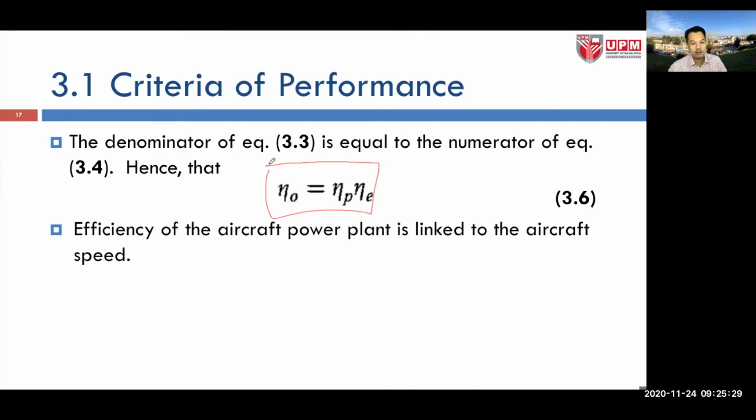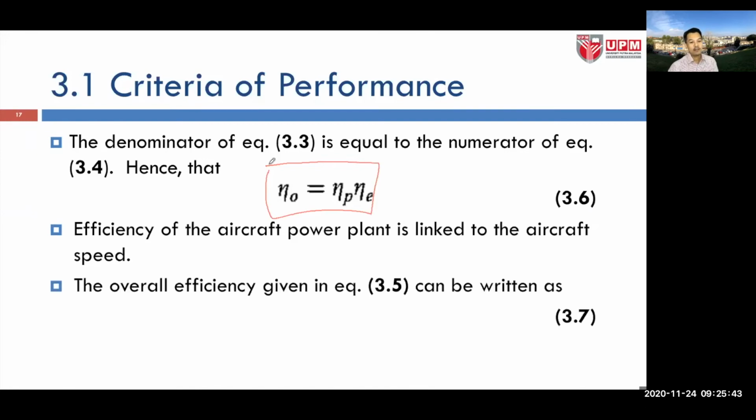And the efficiency of the aircraft power plant is linked to the aircraft speed. So we can say that the overall efficiency of the aircraft engine is also linked to the aircraft speed. The overall efficiency given in equation 3.5 can be written as follows, where we now introduce the specific fuel consumption in the equation.